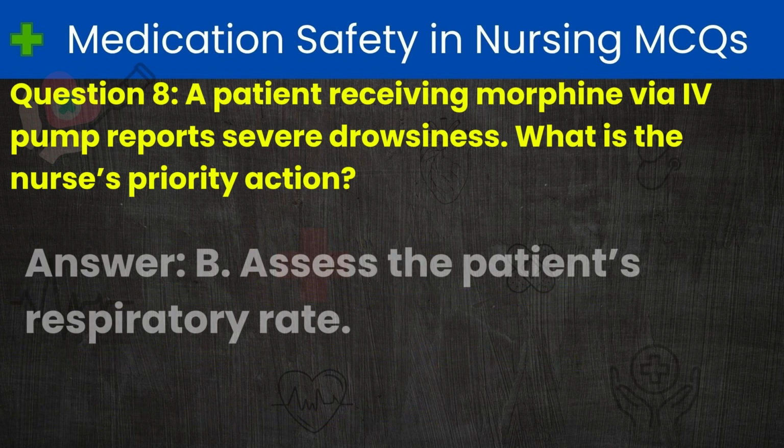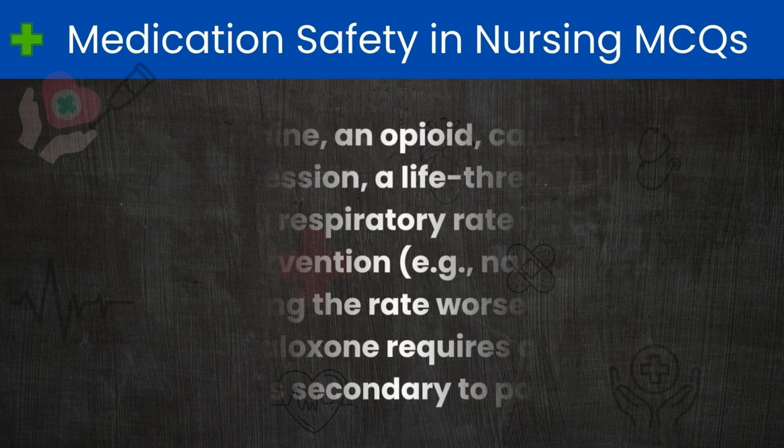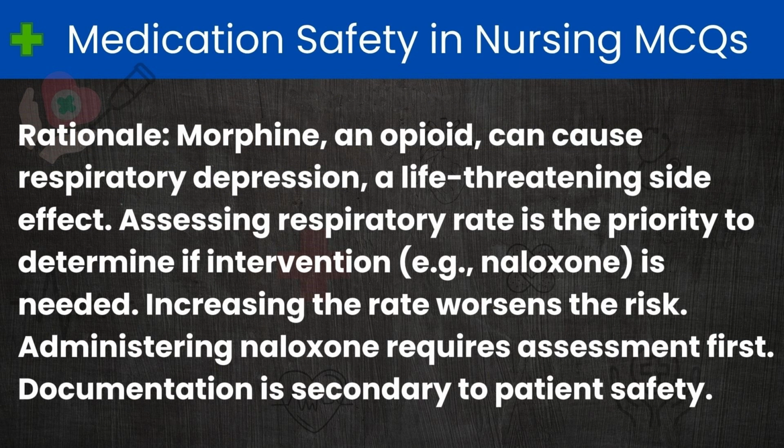Answer: B. Assess the patient's respiratory rate. Rationale: morphine, an opioid, can cause respiratory depression, a life-threatening side effect. Assessing respiratory rate is the priority to determine if intervention, e.g., naloxone, is needed. Increasing the rate worsens the risk. Administering naloxone requires assessment first. Documentation is secondary to patient safety.